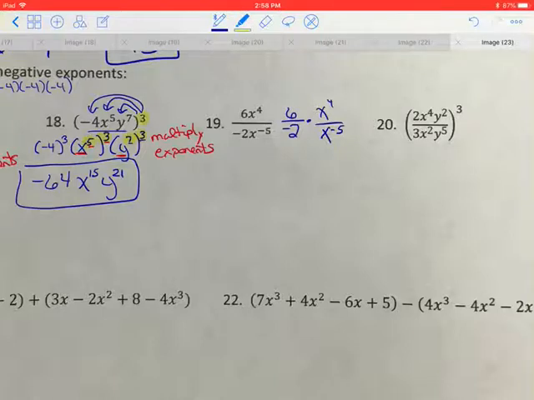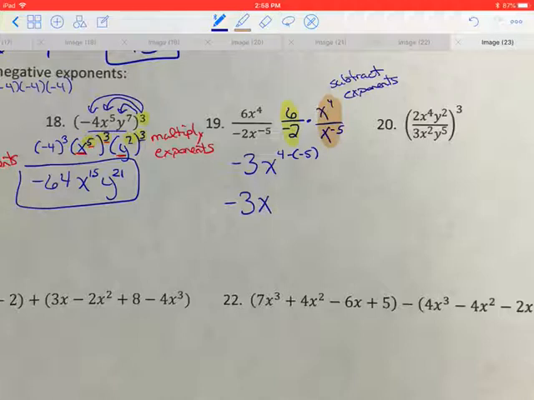Now if I start with 6 over negative 2, I know that that just simplifies to be a negative 3. But when I move on to my x's, remember here we are supposed to subtract the exponents. Okay, and it's always top minus bottom, so that'll be 4 minus a negative 5. So I keep the negative 3, and then 4 minus a negative 5 becomes 4 plus 5, and that gives us a positive 9.